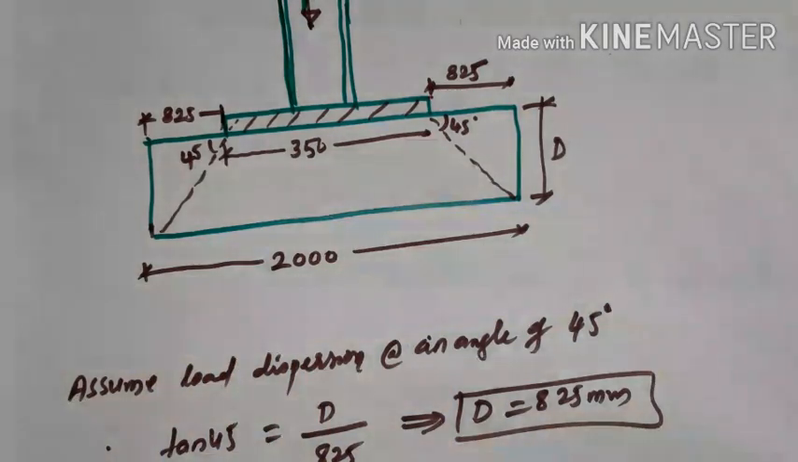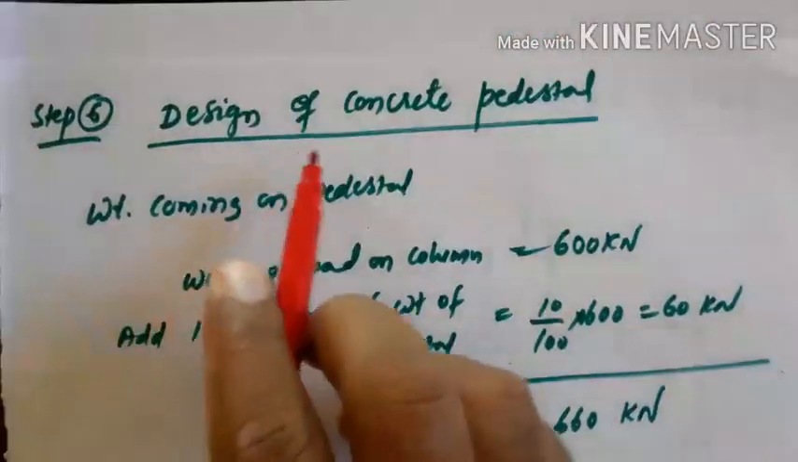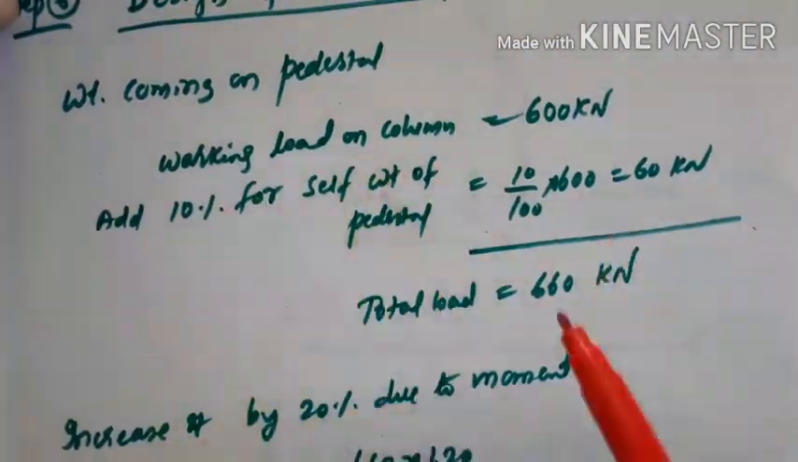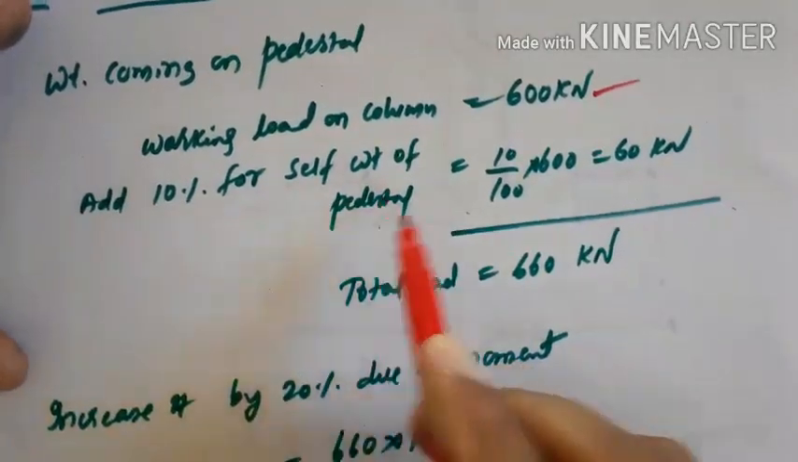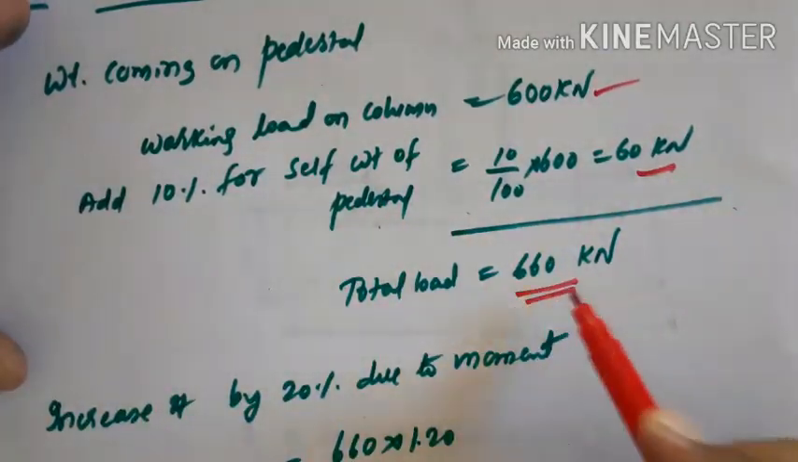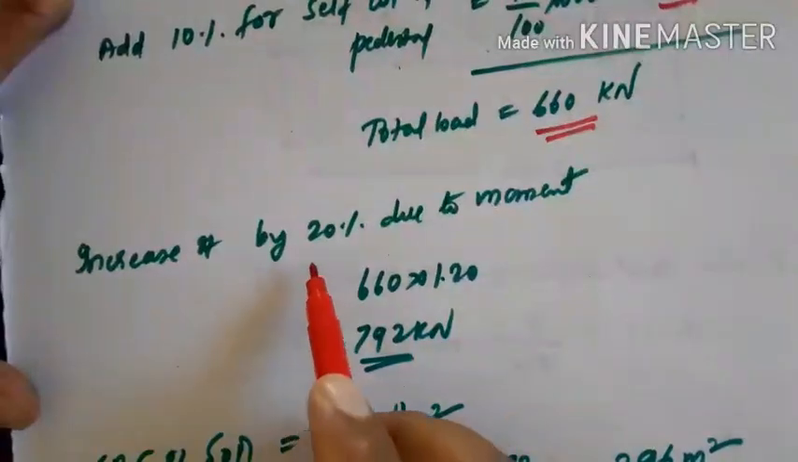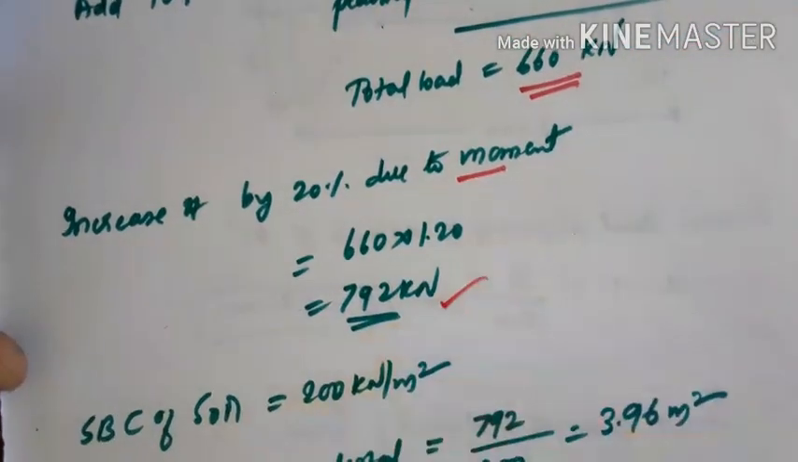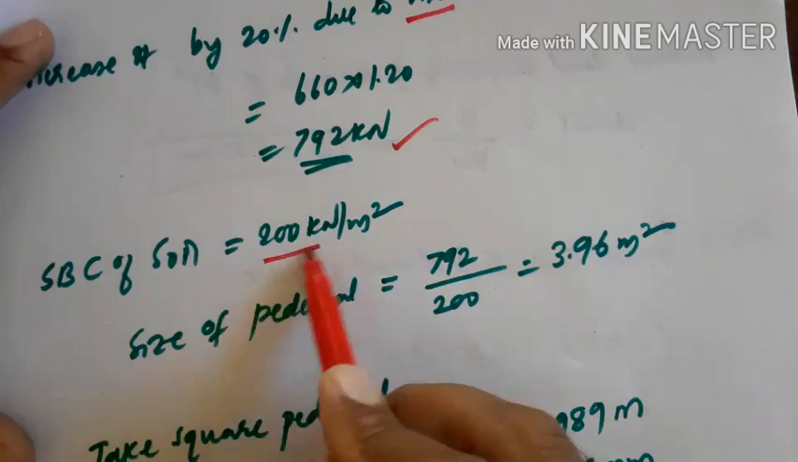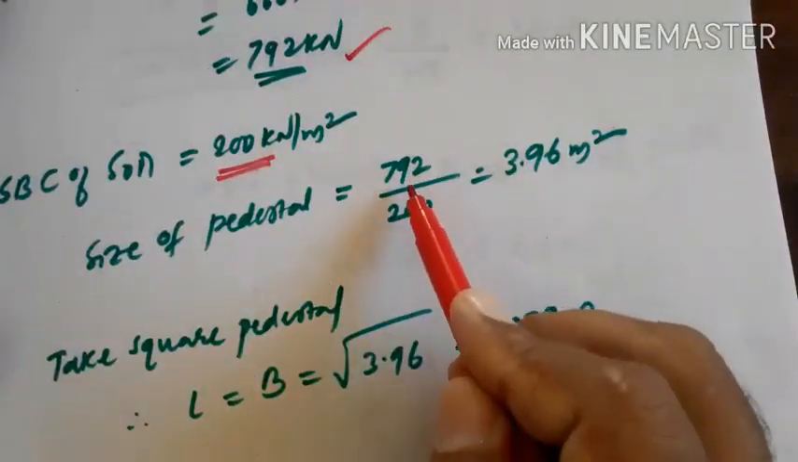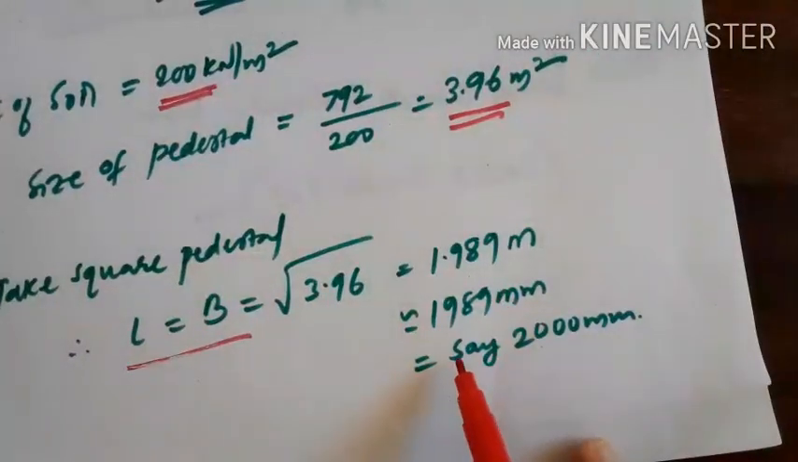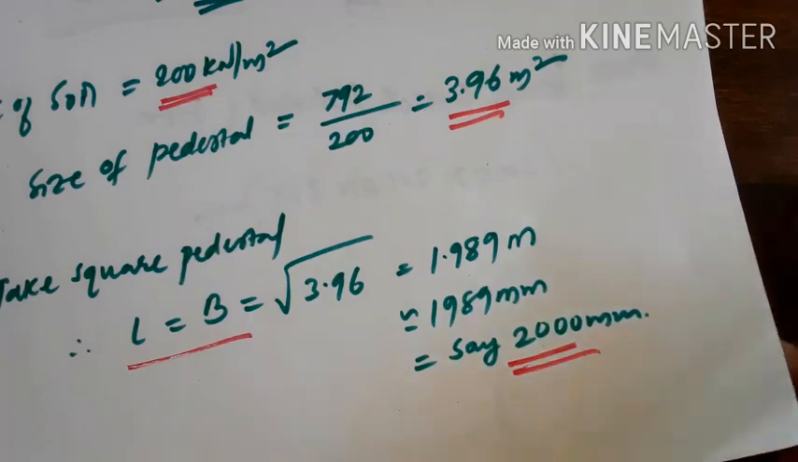So before this, you have to take the design of concrete pedestal, take the weight coming on the pedestal, that is taking the working load on the column, that is 600, take 10% for the self weight of the pedestal, 60 kilonewton, direct load we get the total load as 660 kilonewton, then increase it by 20% due to moment. Because of the presence of moment, you would increase the load by 20%, you will get this load. Then the SBC of soil is 200 kilonewton given, and the size of the pedestal you get 792 by 200, you get this much. Assuming the square pedestal, then you get 1989 or say 2000 millimeter.